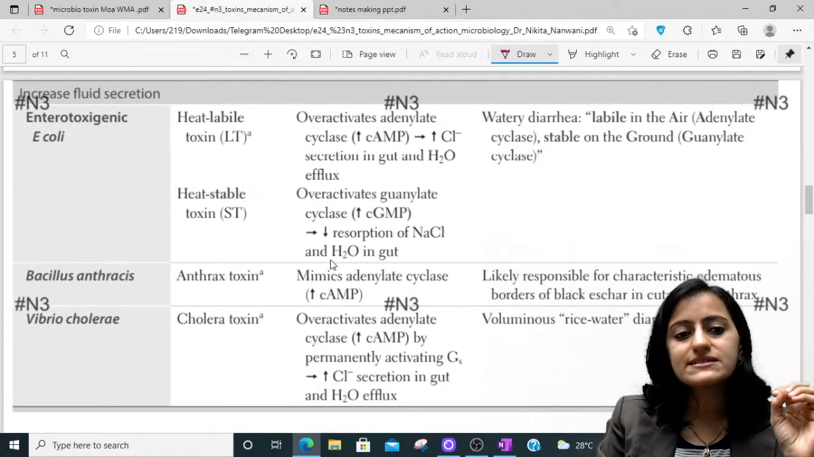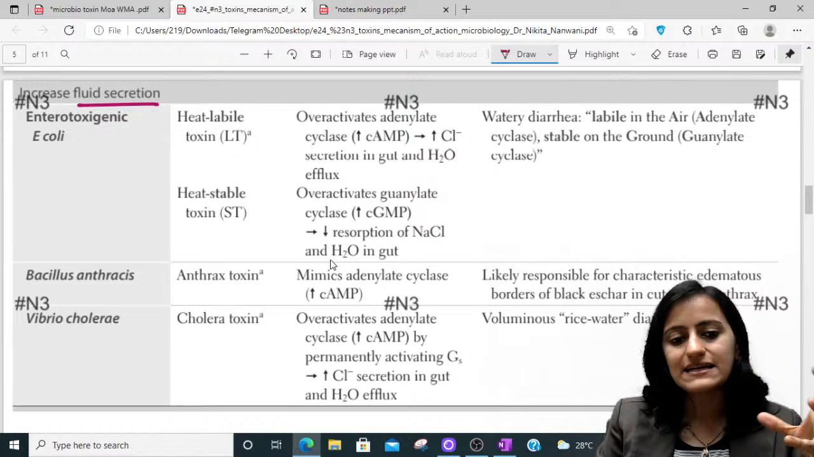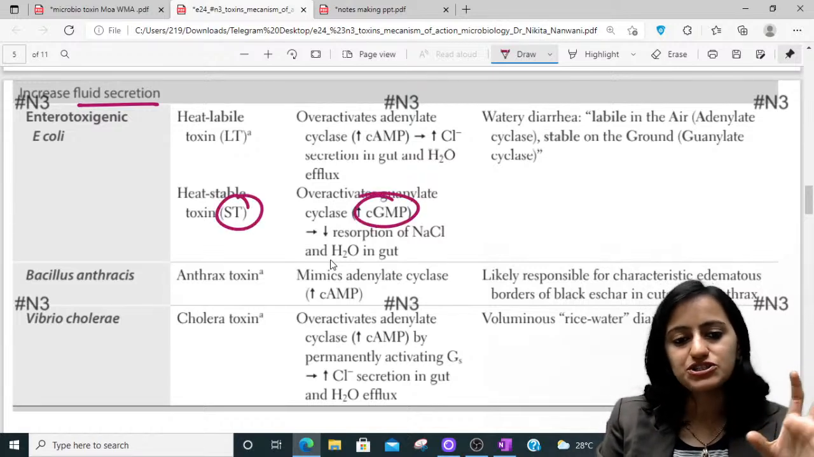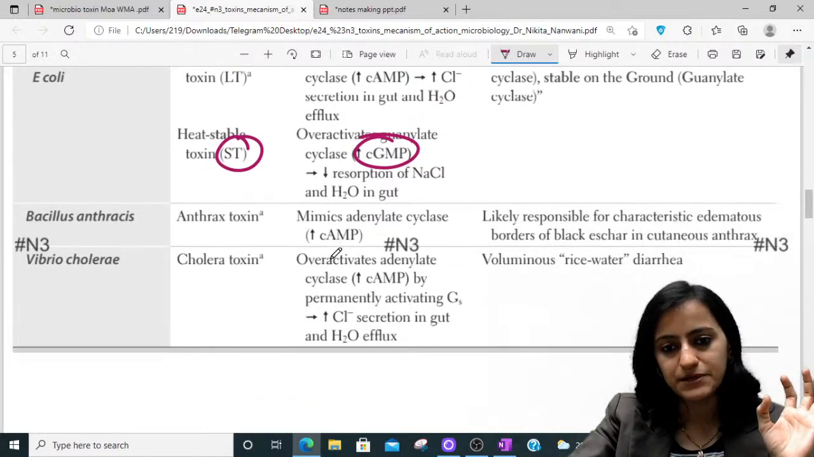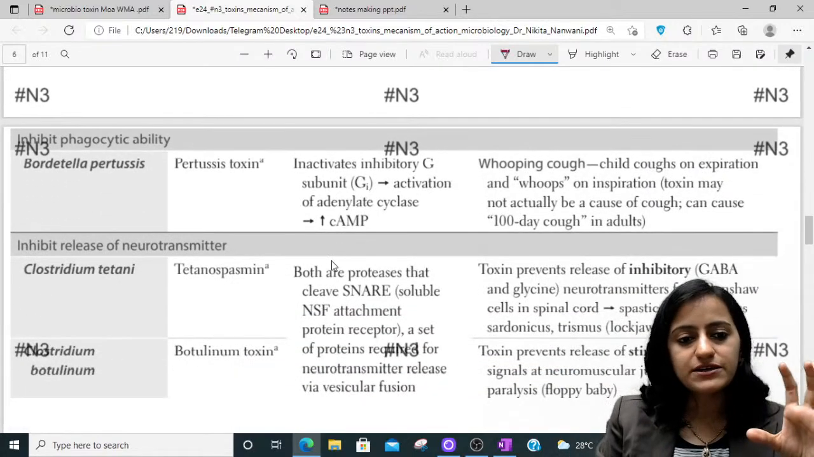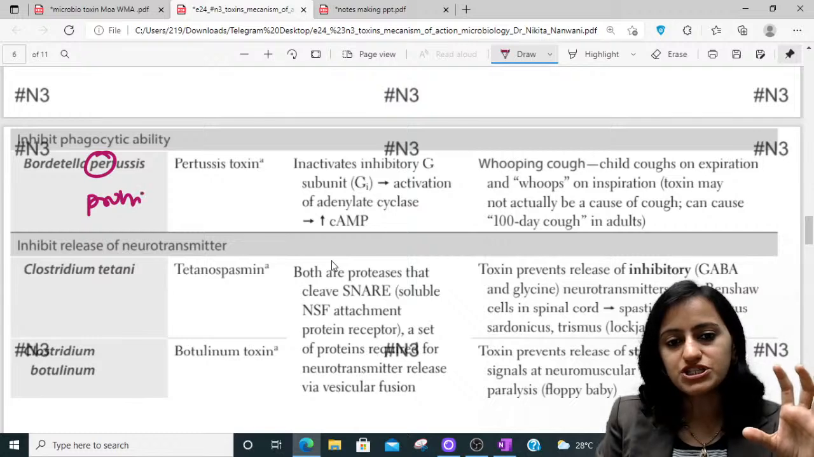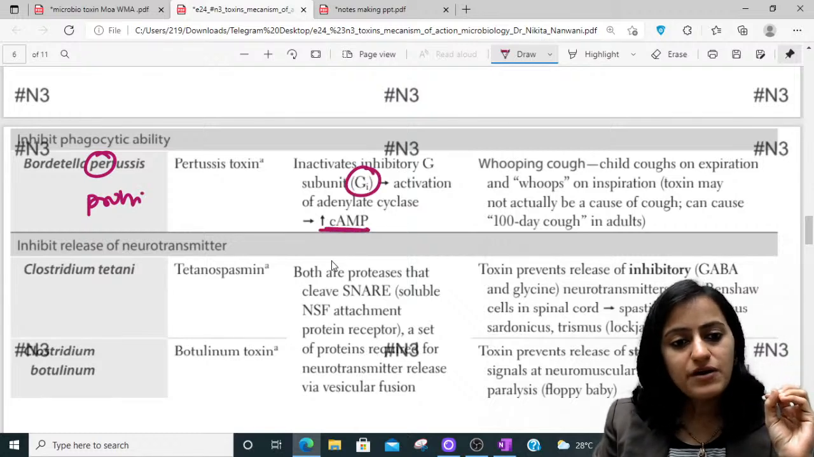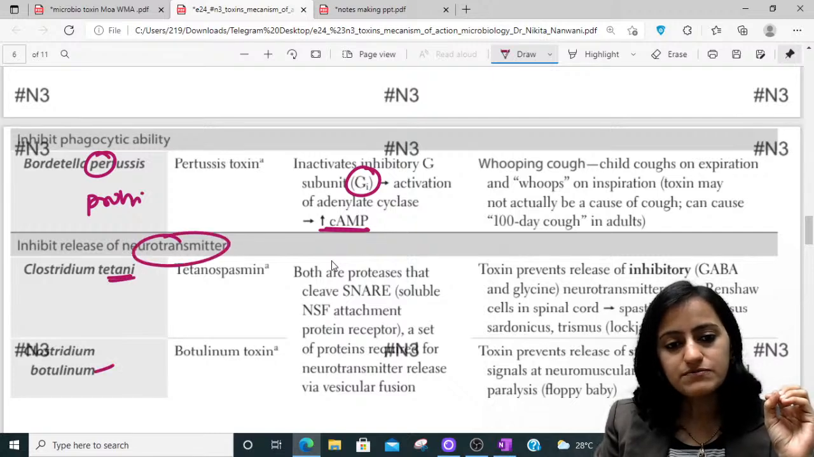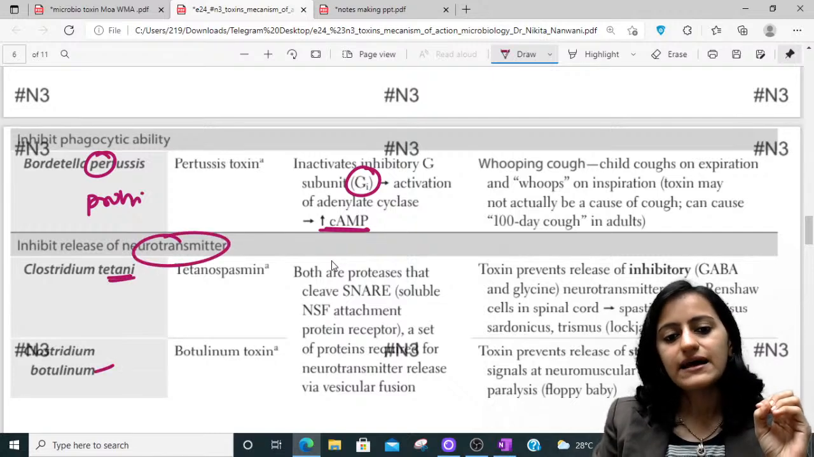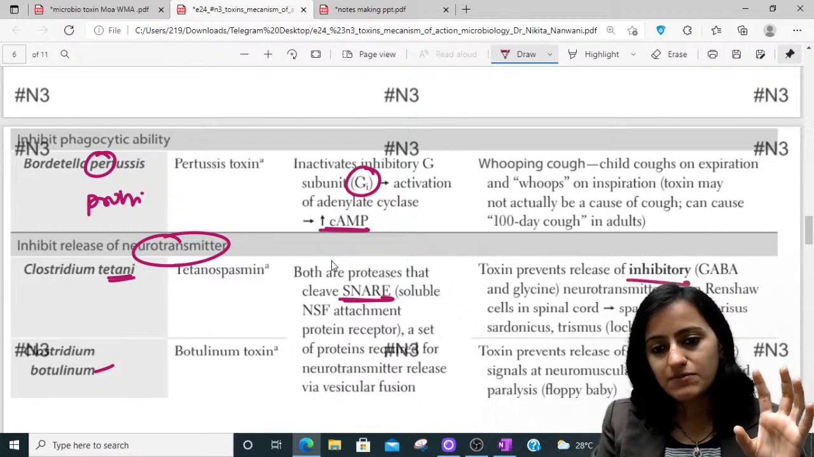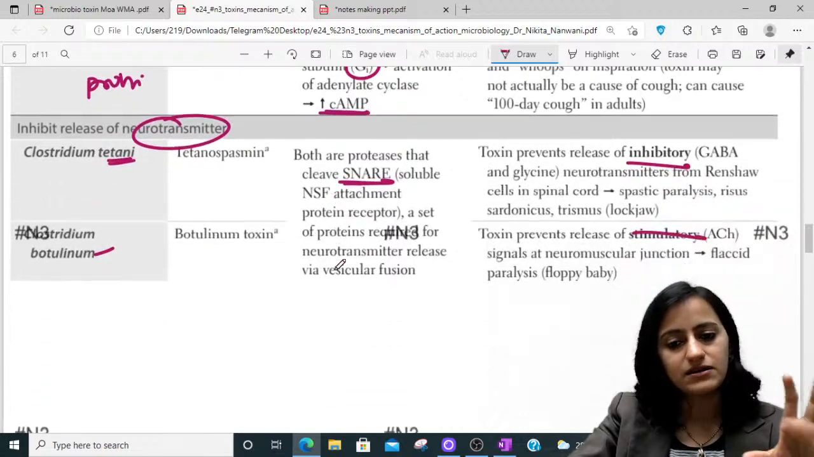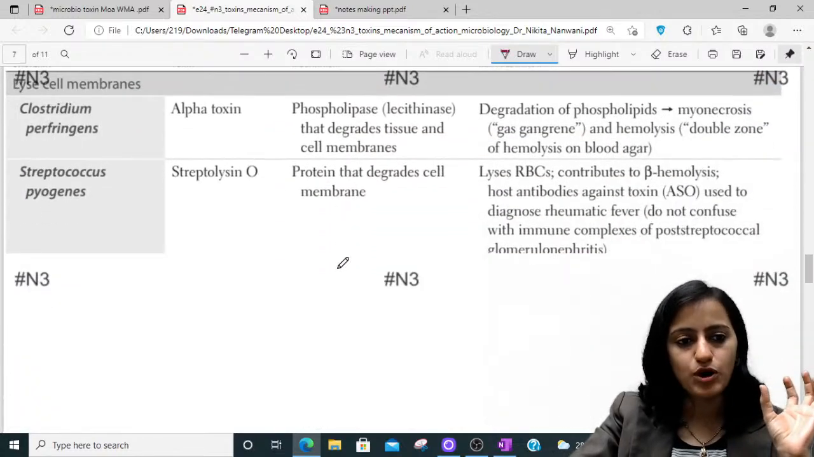Second one, fluid secretion increasing, cyclic AMP, cyclic GMP. Stable is ground. It is your cyclic GMP. Rest are your cyclic AMP. Then we have your phagocytosis. Pertussis prohibits your GI. It causes your cyclic AMP increase. Then you have Clostridium tetani and botulism, neurotransmitter release, that is inhibiting the SNARE. Inhibitory inhibiting, lockjaw, tetanus, and stimulatory inhibiting, that is flaccid, is botulism.